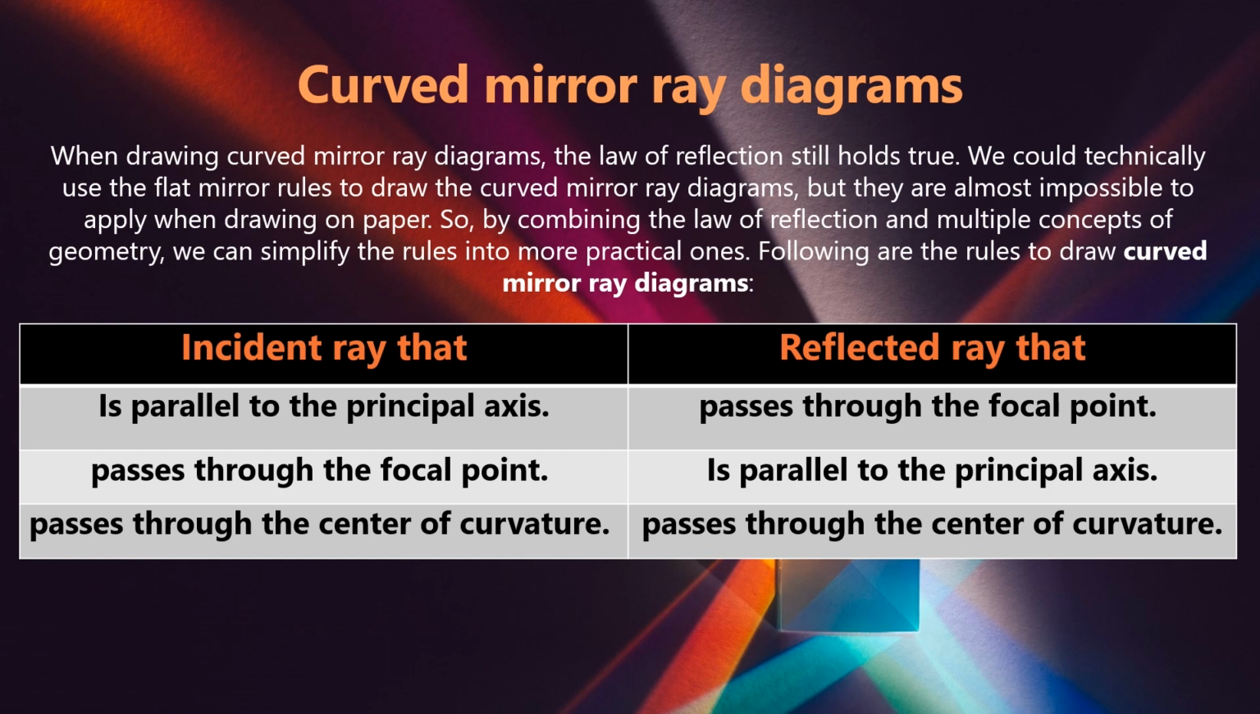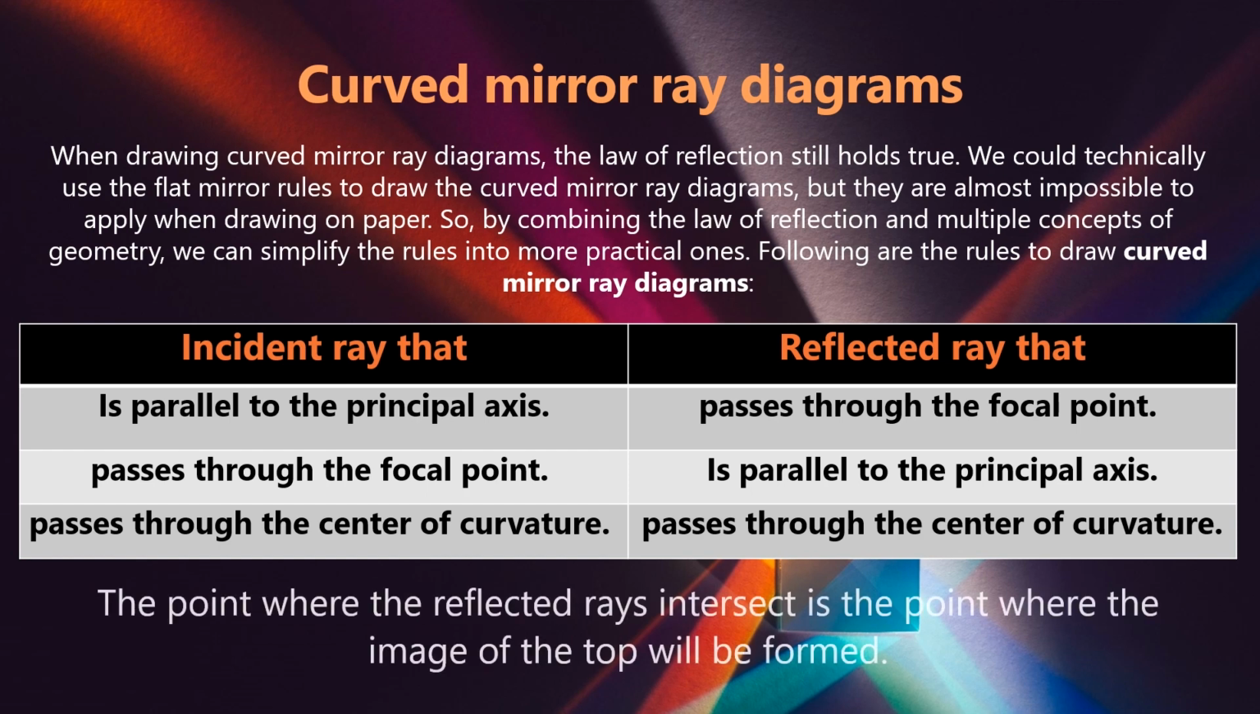Okay, so you will draw three incident rays. The first one is going to be parallel to the principal axis. Then you're going to draw the incident ray that passes through the focal point. The third one is the one that passes through the center of curvature. For these three incident rays, the reflected ray for the first one will be the one that passes through the focal point, the second one will be parallel to the principal axis, and the third one will be just the one passing through the center of curvature. Wherever these three reflected rays meet, that's where the image will form.